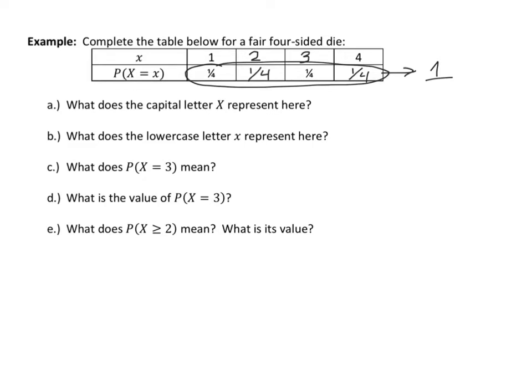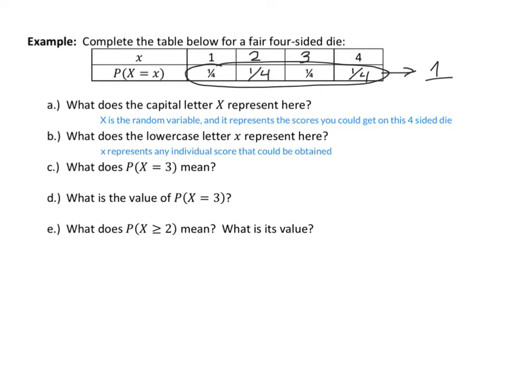Hopefully you understand that this represents the random variable, which effectively represents the score that you would get on this four-sided die. So if capital X is the whole random variable, then what does the lowercase x represent? Hopefully you understand that the lowercase x here represents any individual one of these scores. So x could be 1, or 2, or 3, or 4.